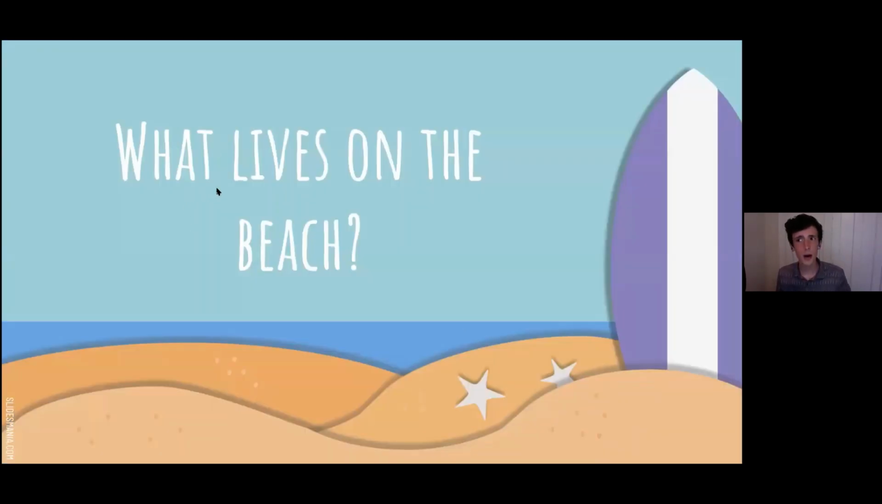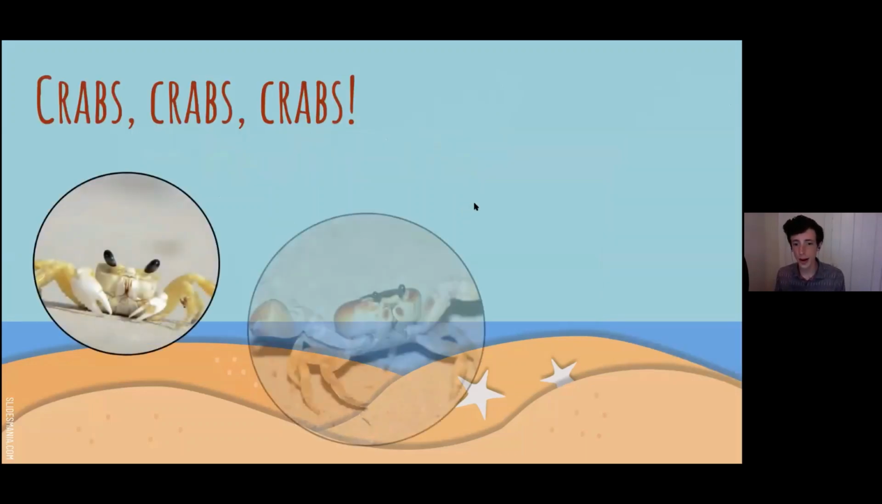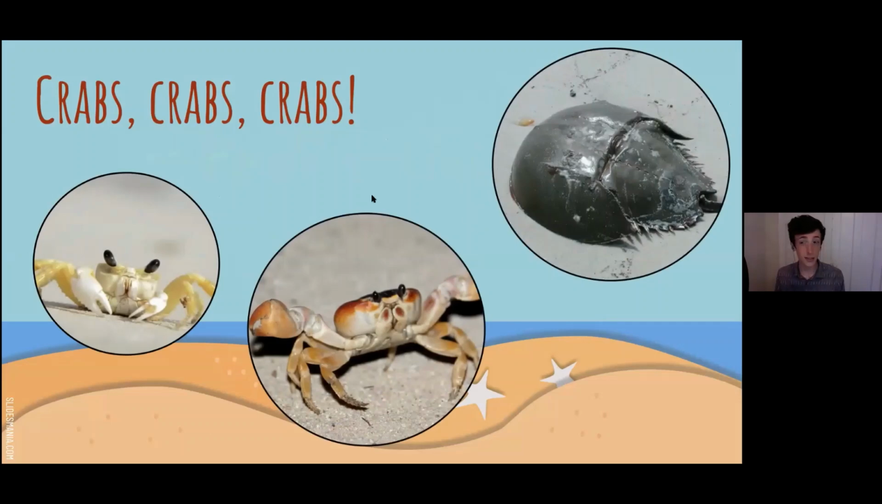Now, we've talked a lot about what beaches are, but this is Critter Corner, and sand isn't alive. Sand isn't a critter, and neither is water. So let's talk about what lives on the beach. What's alive there? Well, if you were paying attention last week, you'll know the first answer to this question. Crabs, crabs, crabs. Lots of crabs live on the beach.